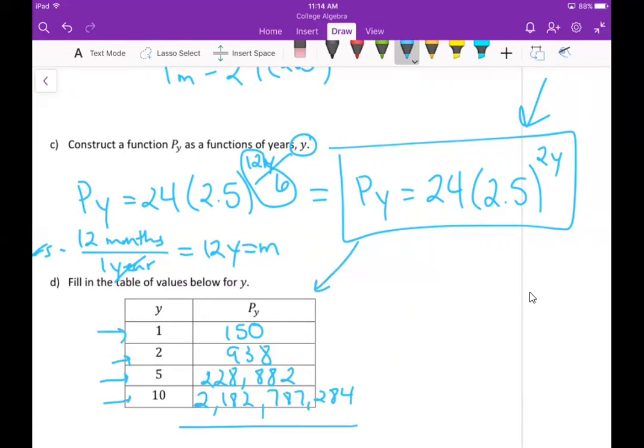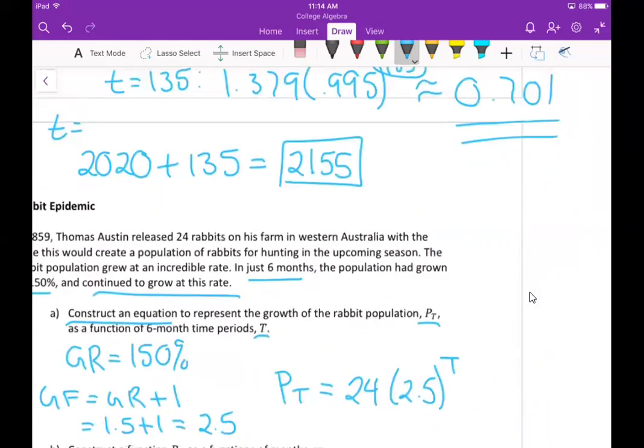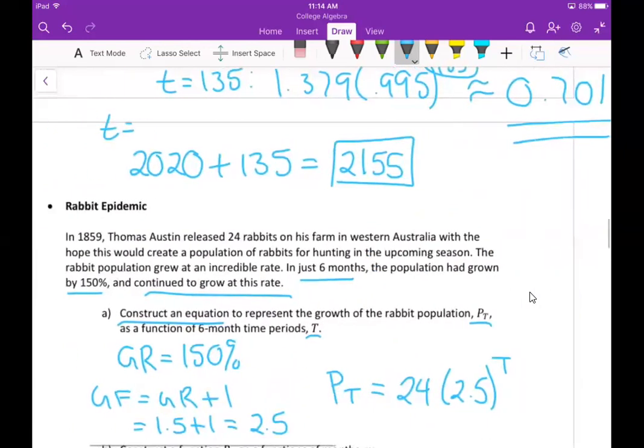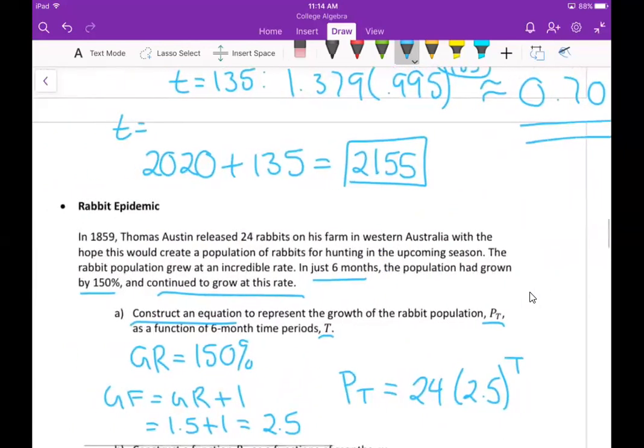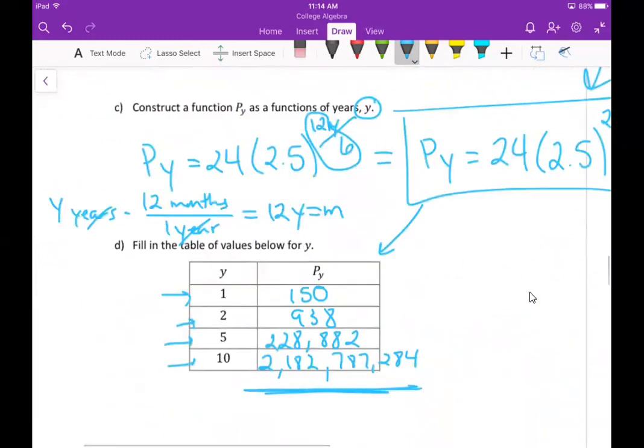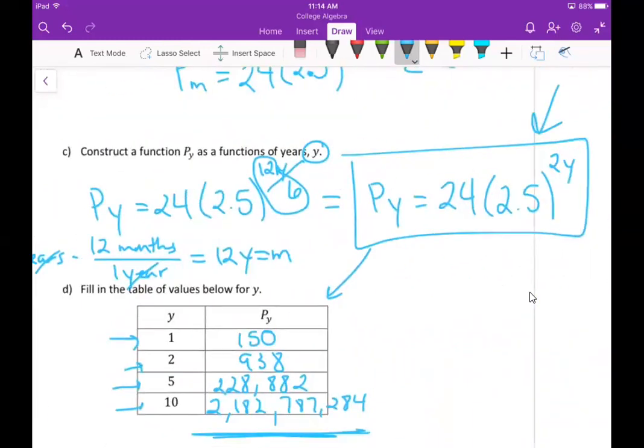In the 1920s, the population had reached 10 billion. So we aren't that far off, right? By the 1920s, we had gotten to 10 billion. Now, this original population was in 1959, so we're talking about 50 years, okay? So if you plug 50 into that function, you can see what it would have been if that growth rate continued. So that would be 24 times 2.5 to the 100 power. It estimates it at much more than 10 billion. So clearly that growth rate had slowed down.